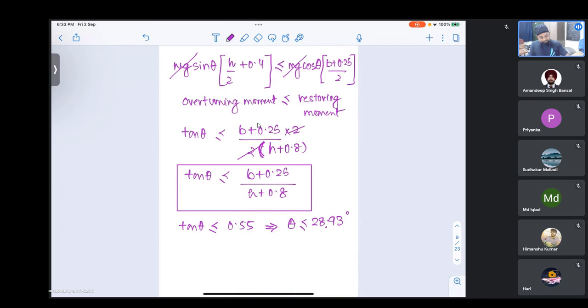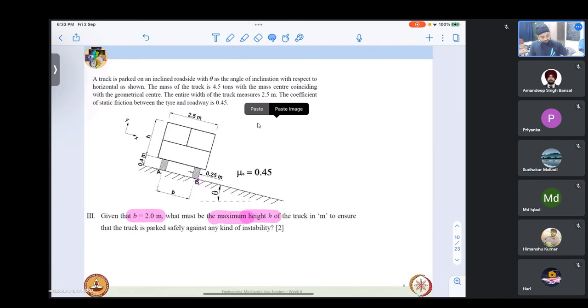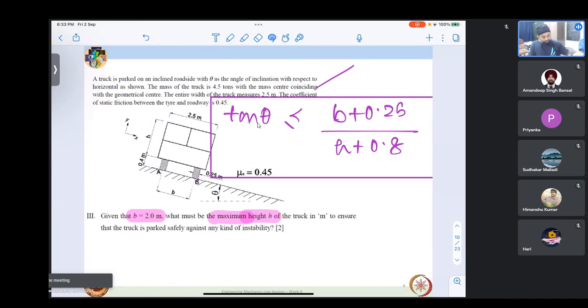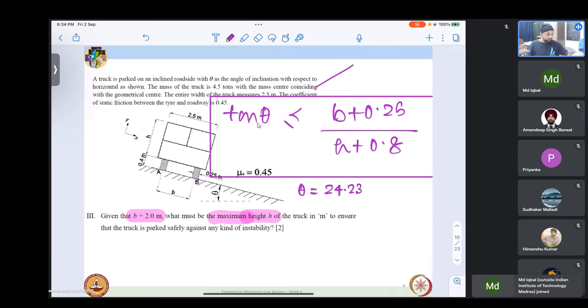So let me just copy this equation which we have got. Okay, so we have got this equation. B is given. Now here the point to be noted is that theta, which we will take, is the governing of the two, which is 24.23 degrees. I suppose that is what we got. Okay, and D is given. What is H max is what is asked. So we can easily calculate that from here.